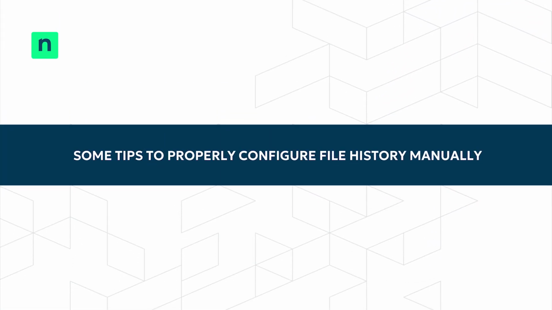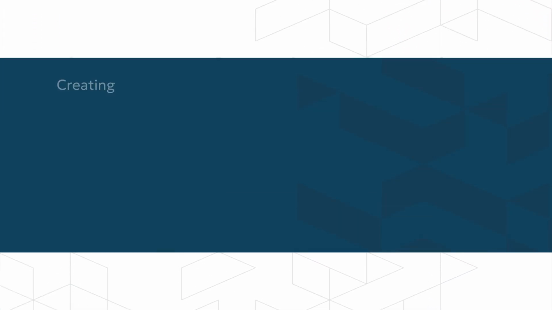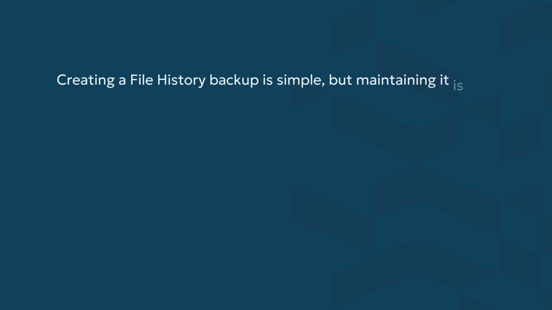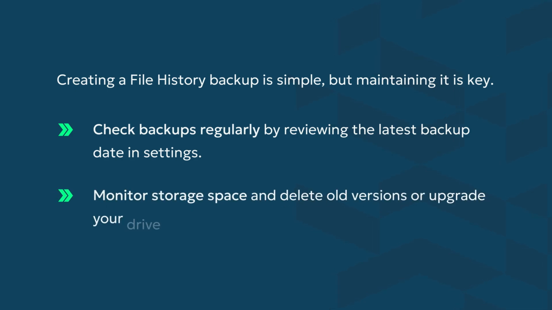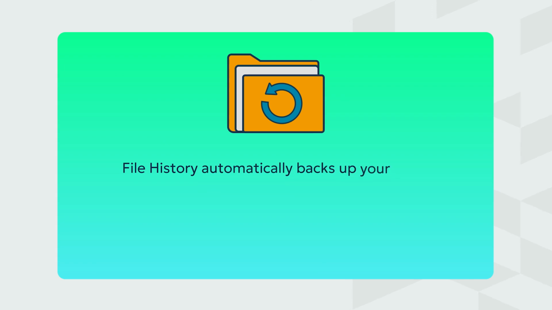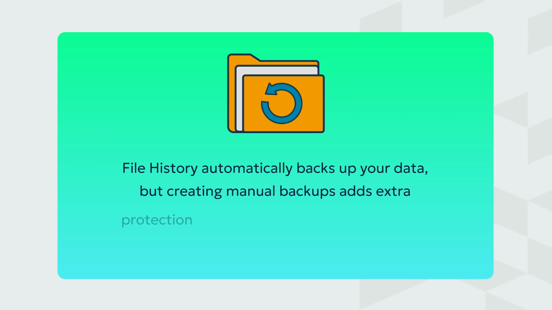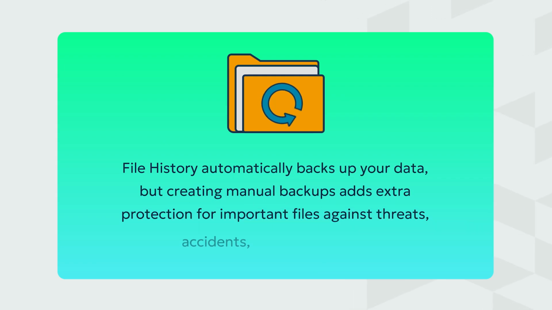Some tips to properly configure file history manually. Creating a file history backup is simple, but maintaining it properly is key. Regularly check that backups are running as scheduled by reviewing the latest backup date in the settings. Keep an eye on your storage space and delete old versions or upgrade your drive if needed. File history is a handy Windows feature that backs up your data automatically, but creating manual backups adds extra protection, especially for important files, against threats, accidents, or system errors.